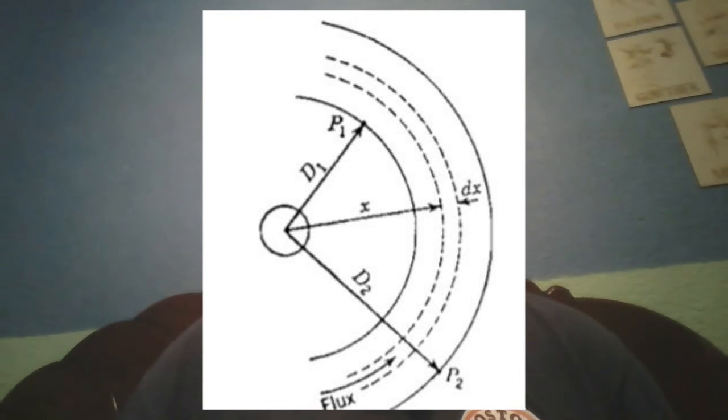As a step in computing inductance due to flux external to a conductor, let us derive an expression for the flux linkage of an isolated conductor due only to that portion of the external flux which lies between two points at D1 and D2 meters from the center of the conductor.